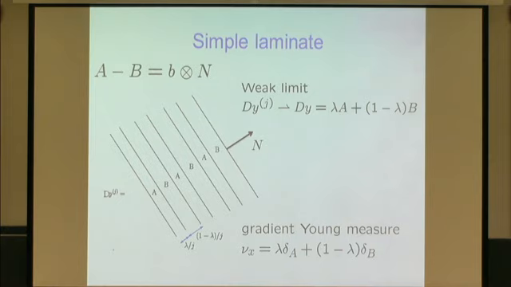Now the gradient Young measure: imagine doing what I said, take a point here, draw a ball, pick a point at random, let j go to infinity, let delta go to 0. It's fairly obvious that when you do this procedure, you will have a probability lambda of seeing the matrix A, a probability 1 minus lambda of seeing the matrix B, and a probability 0 of seeing any other matrix. For that reason, this gradient Young measure, in this case, does not depend on x, it's constant, and it's lambda times a Dirac mass at A plus 1 minus lambda times a Dirac mass at B.